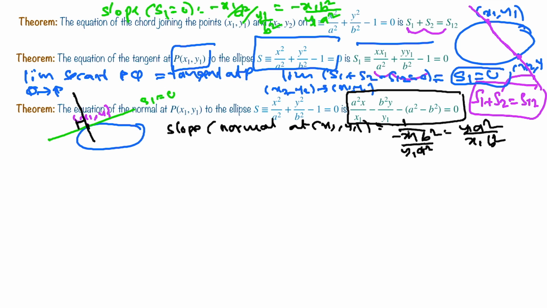Fine. So what is the normal equation of this ellipse x square by a square plus y square by b square minus 1 equals 0 at point x1, y1? It's going to be a square x by x1 minus b square y by y1 minus of a square minus b square equal to 0. You have to keep that in mind. Okay, fine.